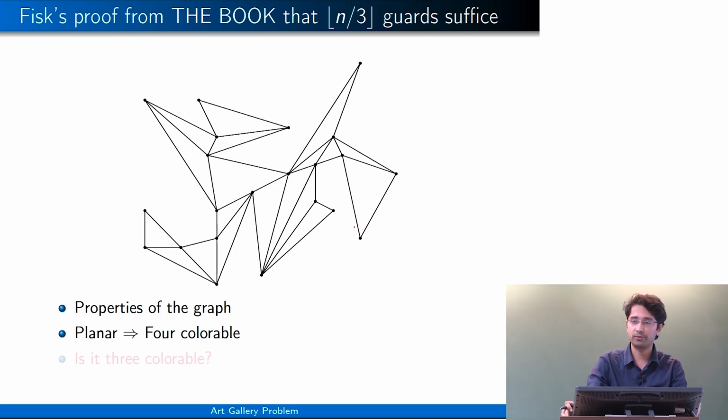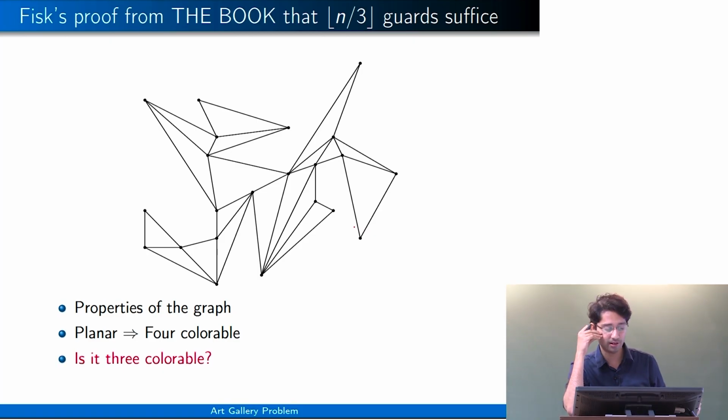What are the properties of a planar graph? From basic graph theory, we know that any planar graph is 4 colorable, right? Everyone knows that. But this is a very special kind of planar graph, and suppose we can show that any such graph, the polygon with a triangulation by diagonals, is 3 colorable. Suppose we can prove that. Then what?